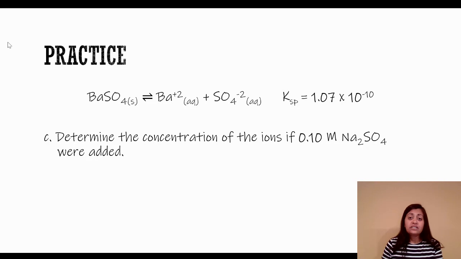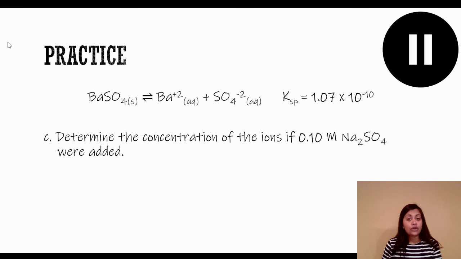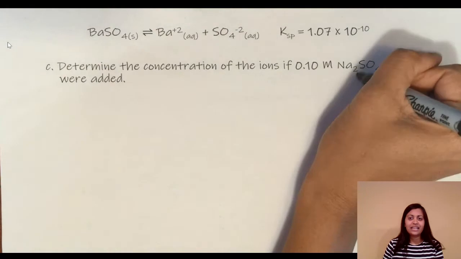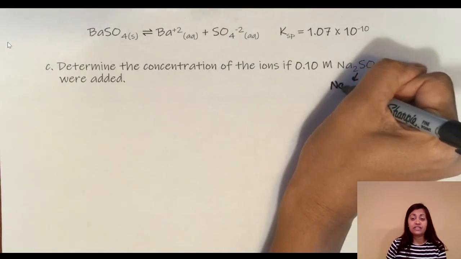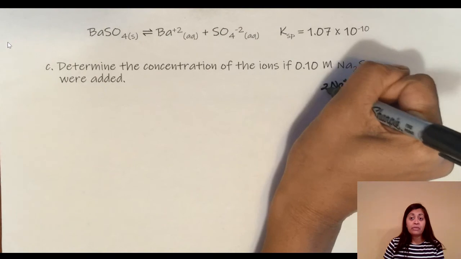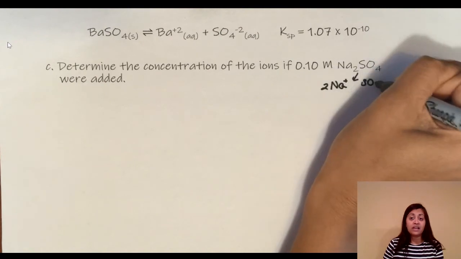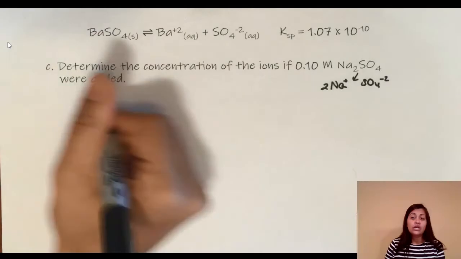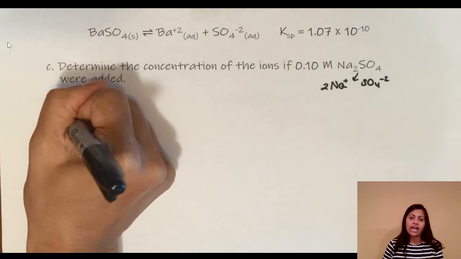So let's think about this mathematically and what might happen. So in this case, we have 0.10 molar of sodium sulfate that is added into here. So pause, set up your RICE table, and we'll meet back up. All right, so in here we have sodium sulfate. Now, it's going to break up into 2 Na plus ions and then 1 sulfate ion as well. So we want to make sure we realize what's actually happening in here.